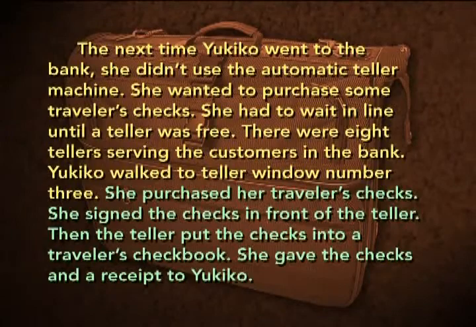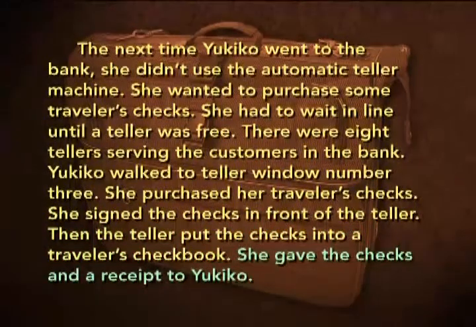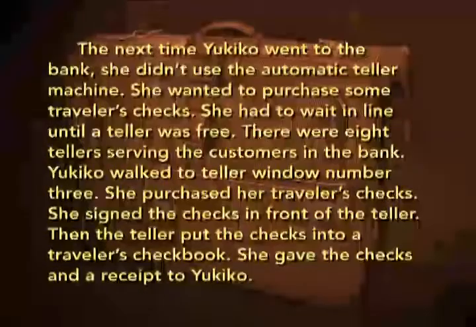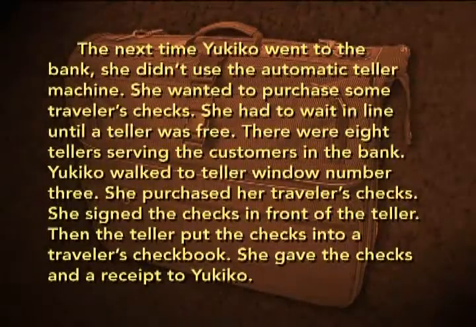Yukiko walked to teller window number 3. She purchased her traveler's checks. She signed the checks in front of the teller. Then the teller put the checks into a traveler's checkbook. She gave the checks and a receipt to Yukiko. Okay, fairly simple, and we kind of know the vocabulary now. Now listen to the passage just one more time.